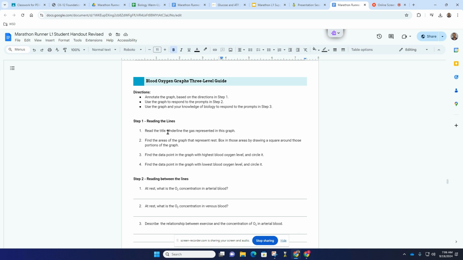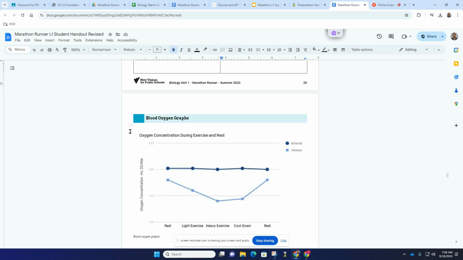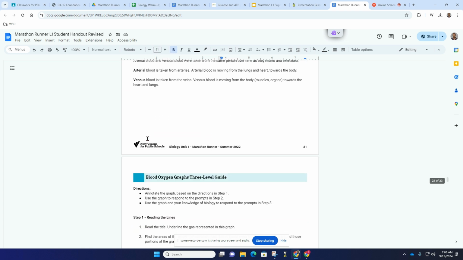Number one, it says read the title and underline the gas. Okay, so here's our title: Oxygen concentration during exercise and rest. So oxygen is our gas.